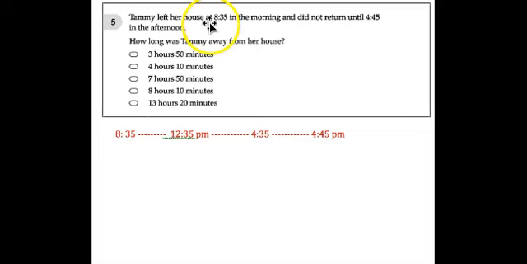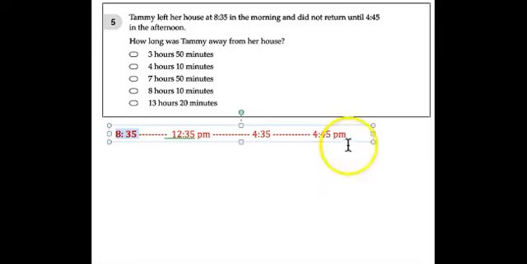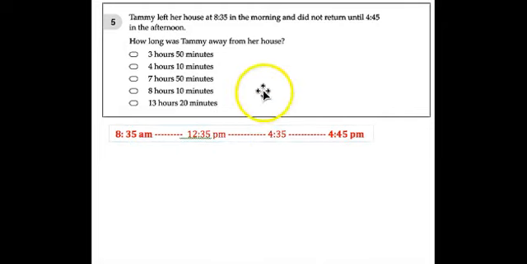Tammy left her house at 8:35 in the morning, and did not return until 4:45 p.m. in the afternoon. Now, morning is a.m. and she did not return until 4:45 p.m. So the question is, how long was Tammy away from her house? So I've put some times in here.